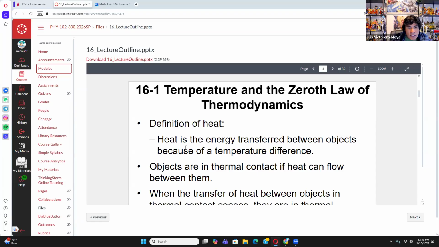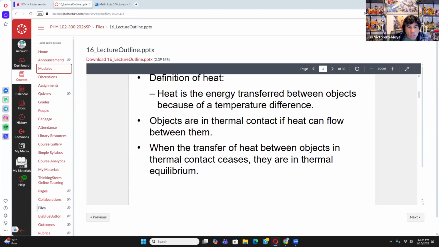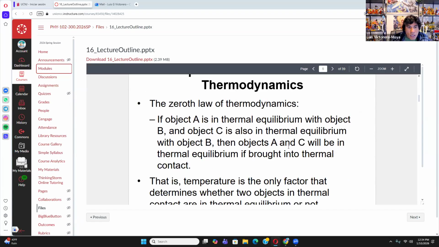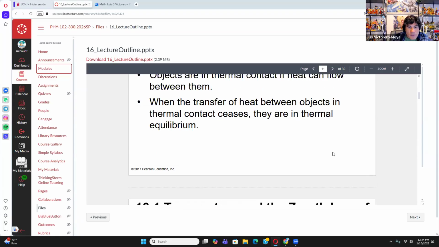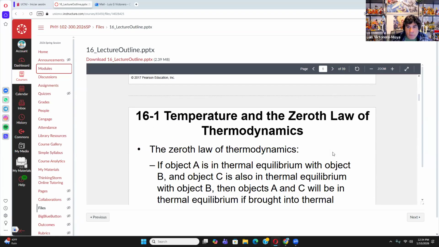Now, that is in terms of a temperature scale, which is not the same as heat. Heat is basically energy transfer that flows from a warm body to a cold body. Okay? That's why it's defined as the energy transfer between objects. So if you have object A and object B, if object A is warmer than object B, heat will transfer from A to B. Okay? That brings us to the zeroth law of thermodynamics.